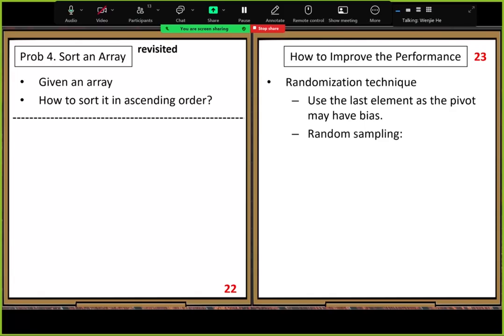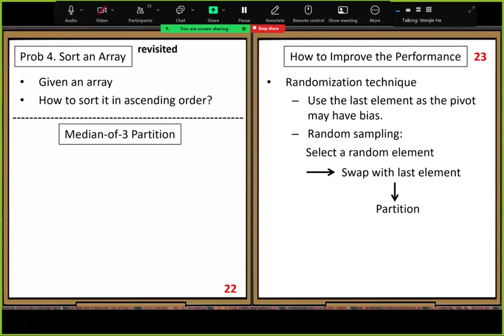So do a random selection of any element, anywhere, then swap it with the last element or the first element. Then you do the standard partition step. In that way, you can reduce the impact of those two extreme cases.